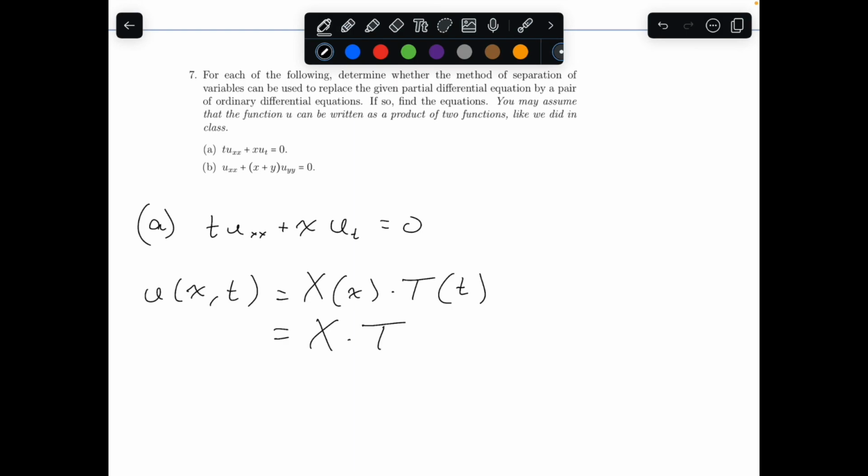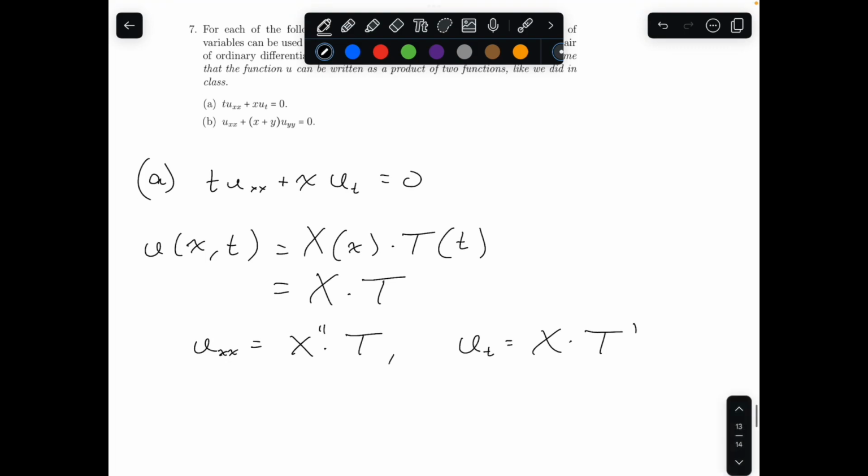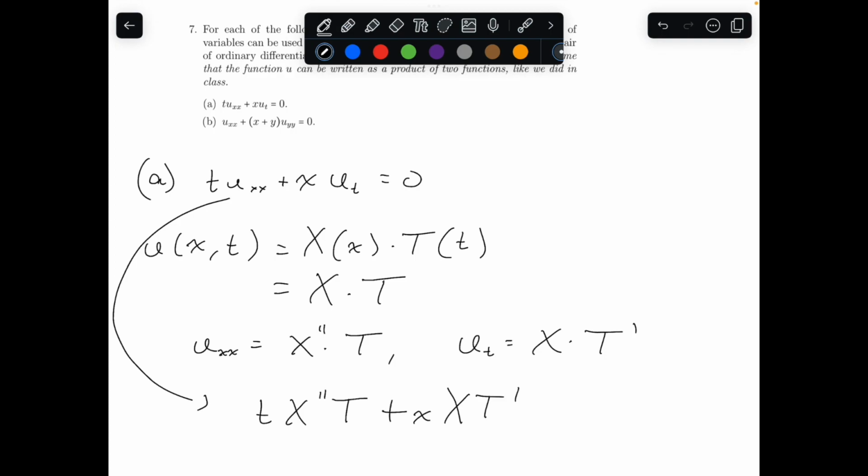And so in this case, u_xx just means take a partial derivative with respect to x twice. So that's going to give you X double prime times T, because T is remaining constant in this case. And then u sub t, you're taking a partial derivative with respect to t, and then keeping x constant. So this would be X times T prime. And so our differential equation here is going to become little t times X double prime capital T plus little x times capital X T prime.